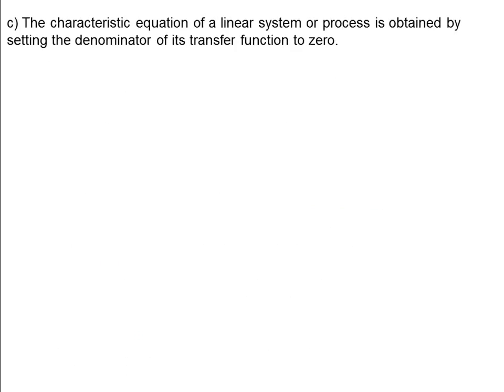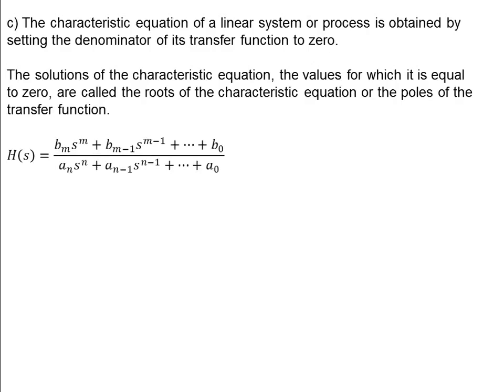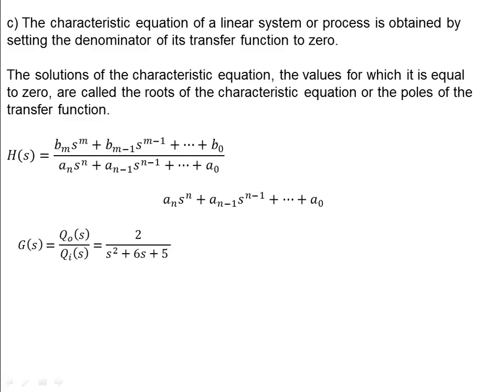For part C, the question is asking about the definition of the characteristic equation. The characteristic equation of a linear system or process is obtained by setting the denominator of its transfer function to 0. The solutions of the characteristic equation, the values for which it is equal to 0, are called the roots of the characteristic equation, or the poles of the transfer function. So assume that I have this general form of a transfer function. The characteristic equation is the polynomial of the denominator. If I set this equal to 0, I will find the roots, or the poles of the system.